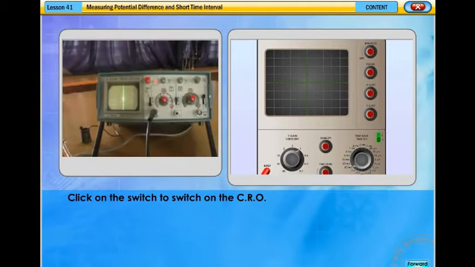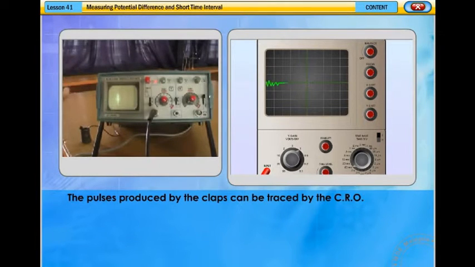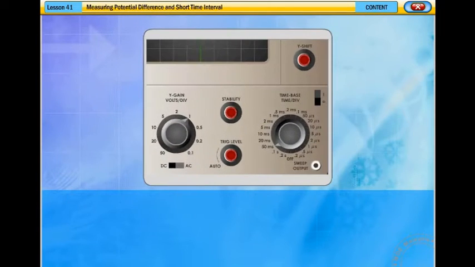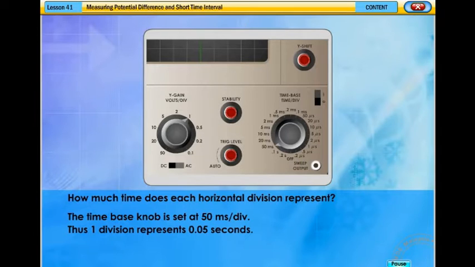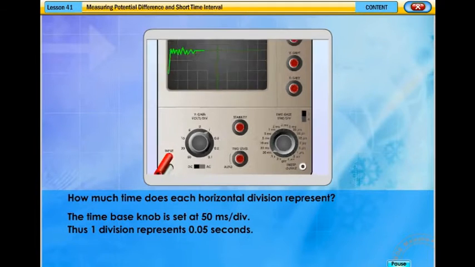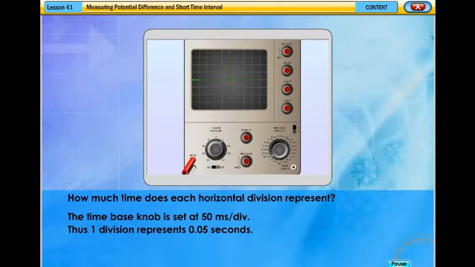Click on the switch to switch on the CRO. The pulses produced by the claps can be traced by the CRO. How much time does each horizontal division represent? The time base knob is set at 50 milliseconds per division. Thus, one division represents 0.05 seconds.